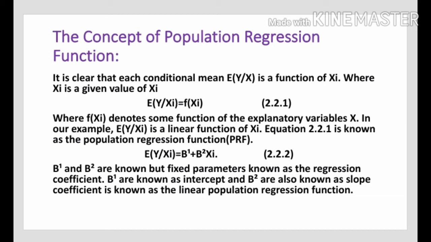In this equation, E(Y|Xi) = beta 1 + beta 2 Xi. Beta 1 and beta 2 are unknown but fixed parameters, known as regression coefficients. Beta 1 is also known as the intercept, and beta 2 is the slope coefficient. This is also known as a linear regression function.